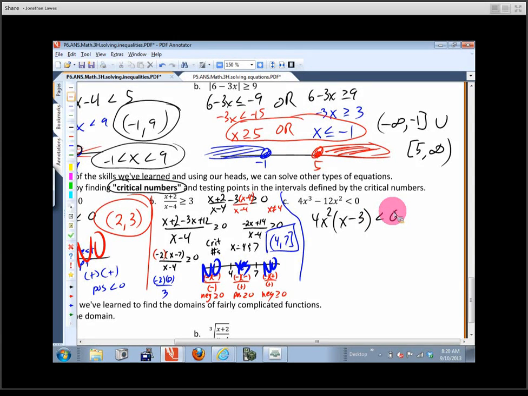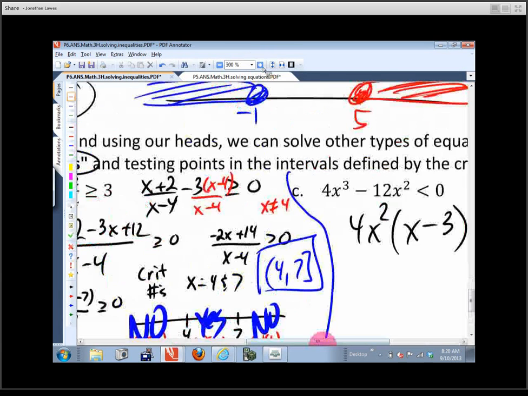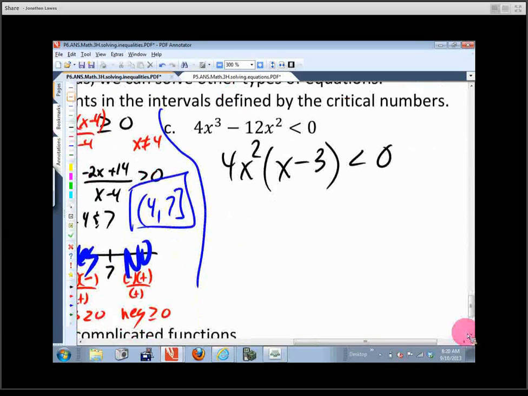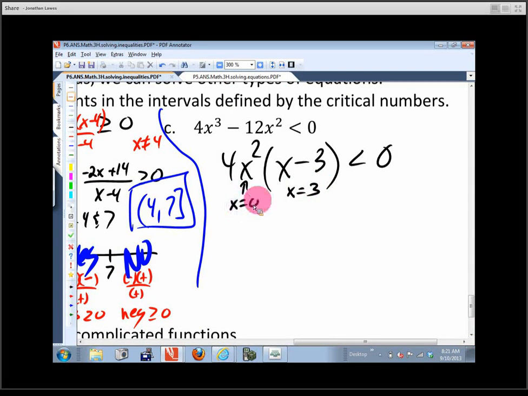Okay, now let's think about this for just a second. We need the critical numbers for this. So we want to know what would make each one of these factors equal to 0. What makes this factor equal to 0? 3. And how about that one right there? Okay. For some reason, that's a weird one for a lot of people. What would make x equal to 0? Well, 0 would make x equal to 0. So here's our number line. We're going to check 0, and we're going to check 3, and pick test points for each one of those.